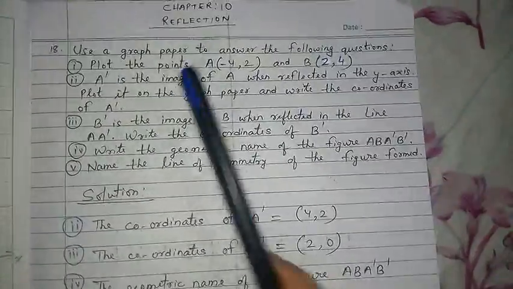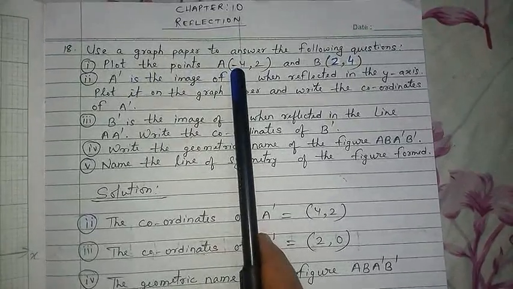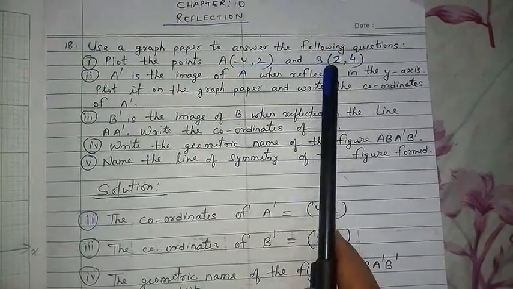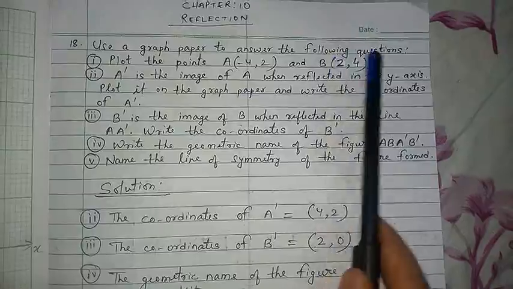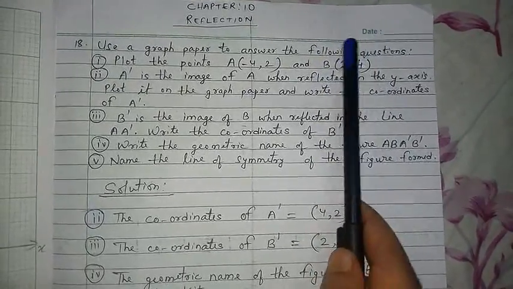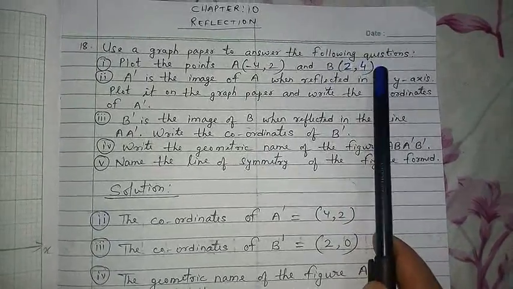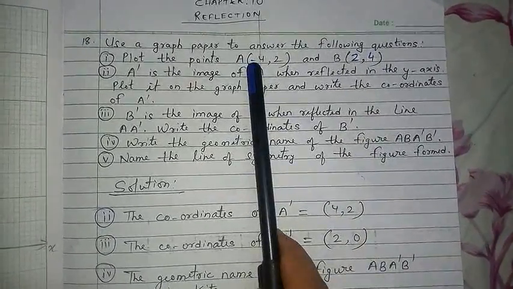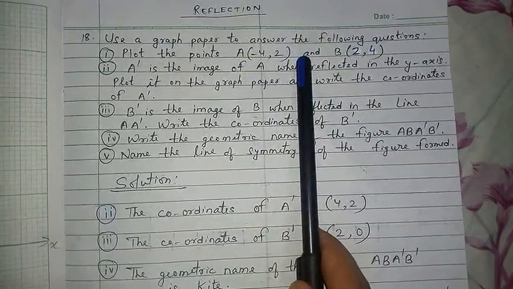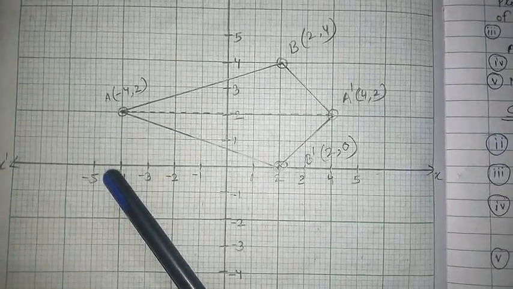Now one more question. Question number 18. Use a graph paper to answer the following question. Plot the point A as (-4, 2) and B as (2, 4). Please, in your book this part is wrongly printed. Please correct the question by writing B as (2, 4) because in the book there is a printing mistake. So let us plot this. A as (-4, 2) and B as (2, 4). Minus 4, 2. So you can see minus 4 is here and 2 is here.